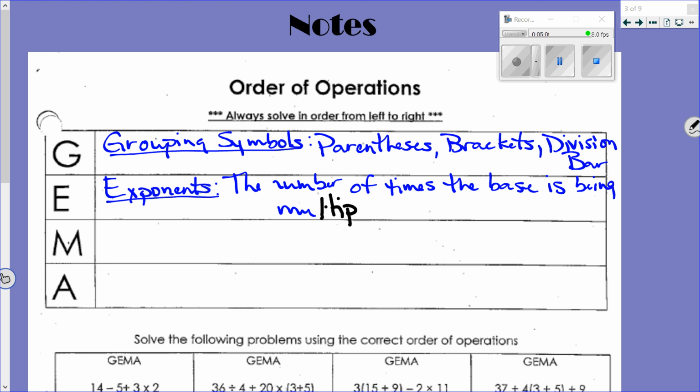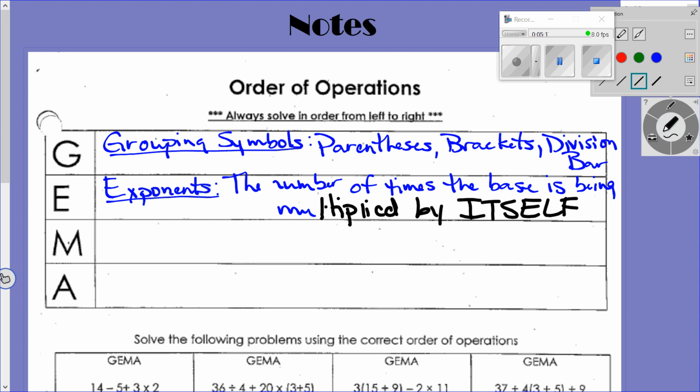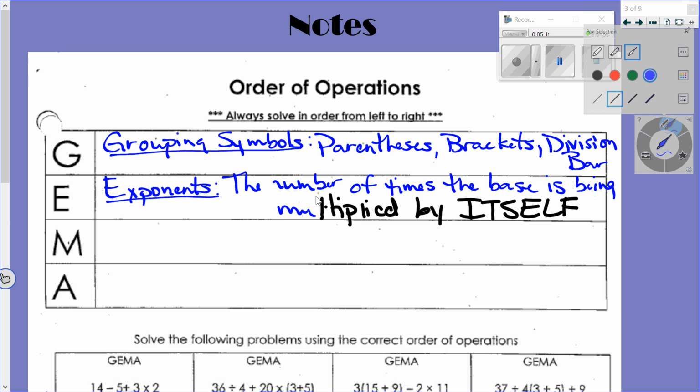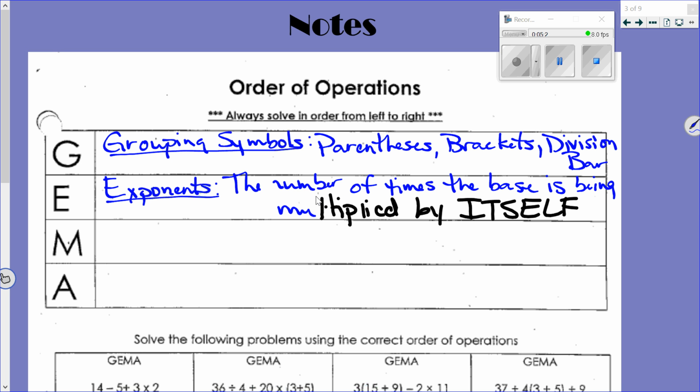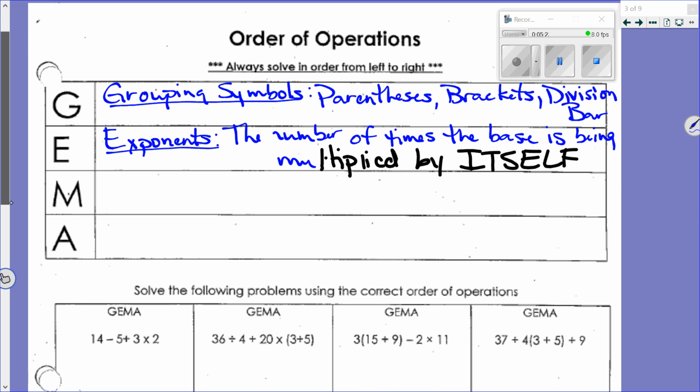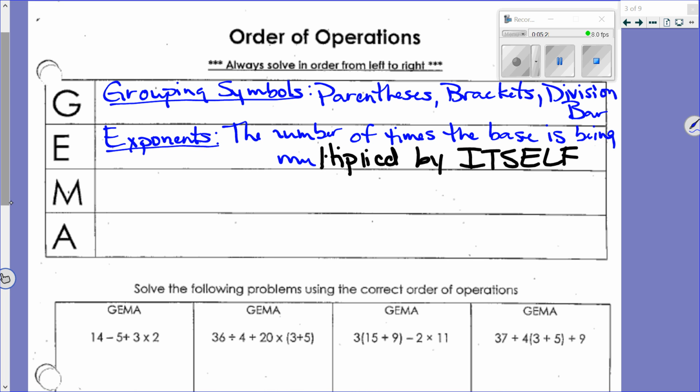It's in a different color, but at least it's writing multiplied by itself. And that is the key. Remember, I'm not multiplying those two numbers. It's just telling me how many times I'm multiplying the base by itself. So M actually really didn't change, but we've just now put it into one step like it's supposed to be. So what do you think M is?